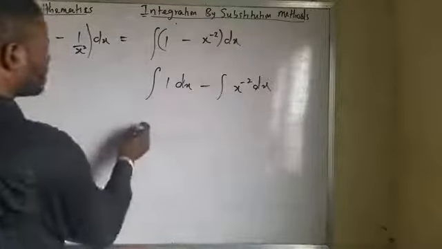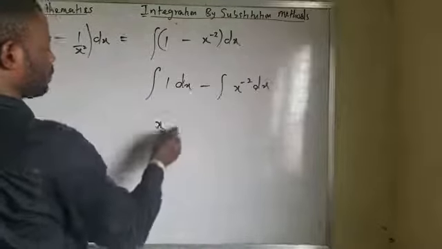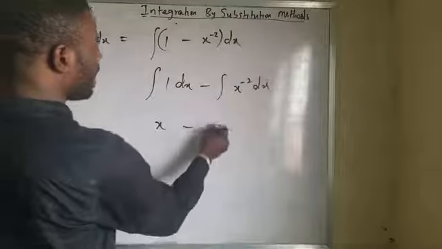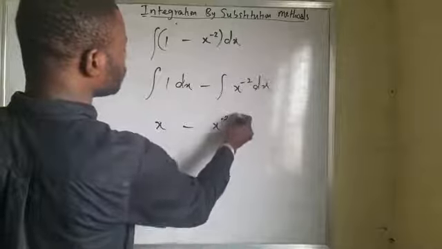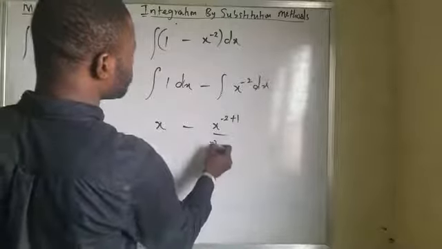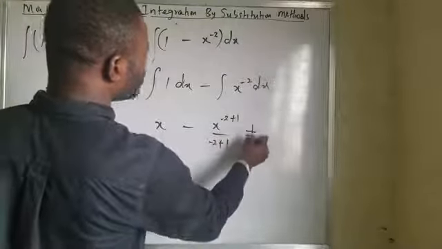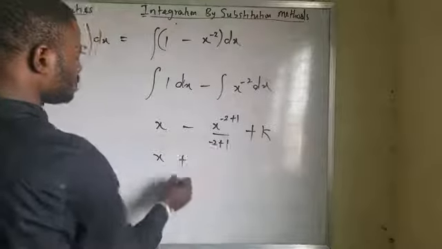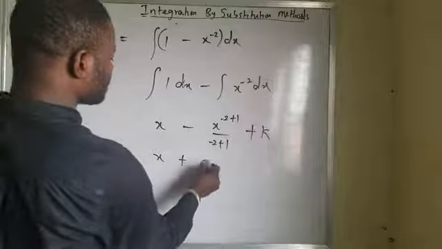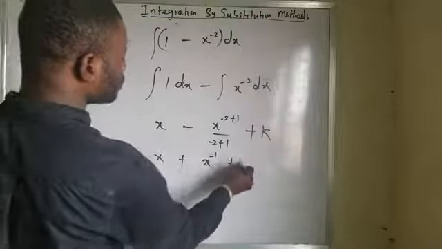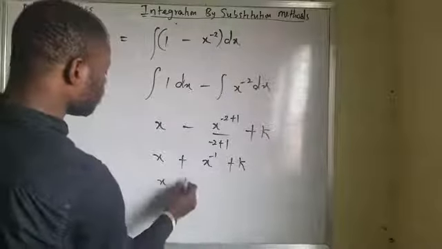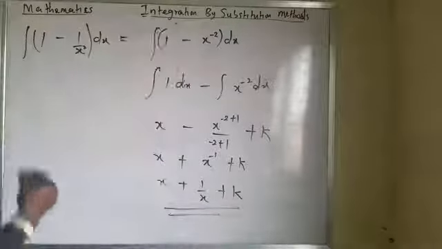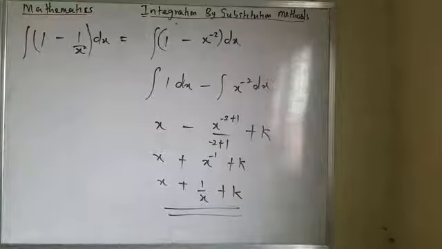Now, with this, I can say that the integral of 1 is x, minus x raised to the power minus 1 plus 1 all over minus 1 plus 1, plus k. This will be minus 1, it means plus, and x raised to the power minus 1, plus k. My answer can be x plus 1 all over x plus k. That is my answer. Please take note of this very, very well.